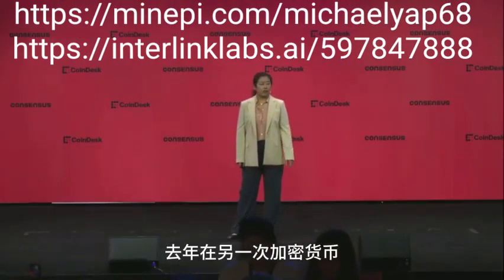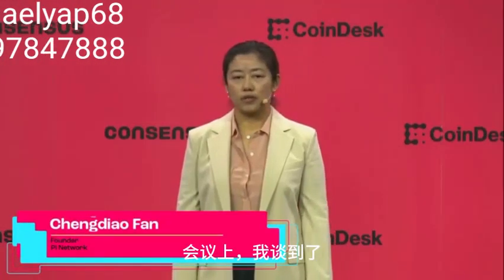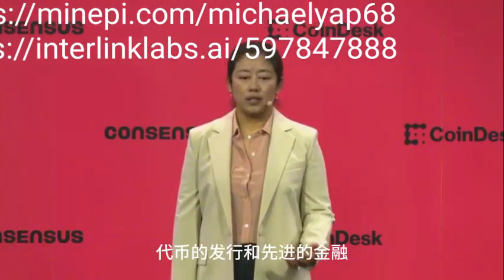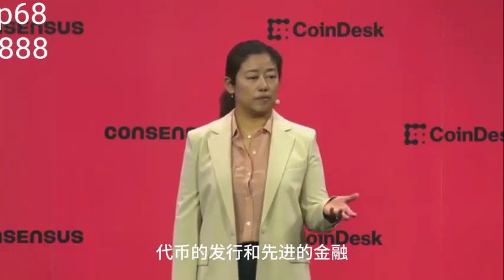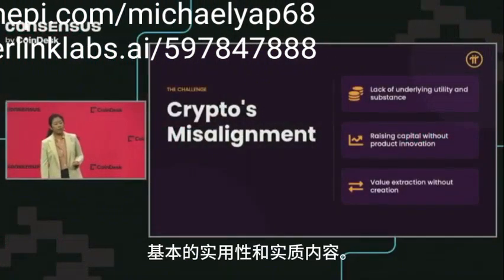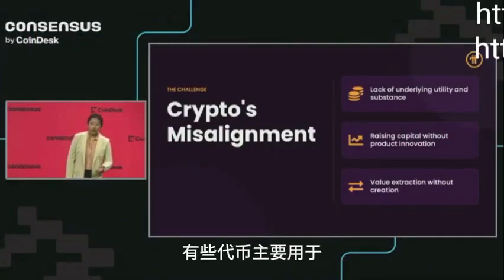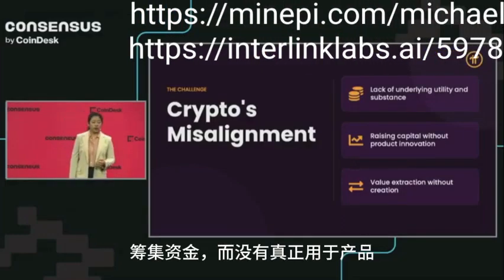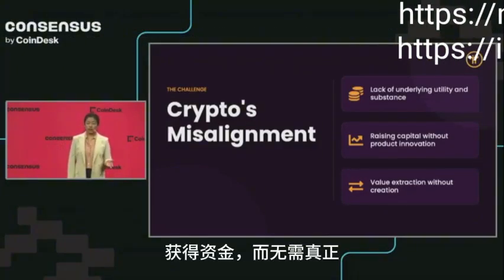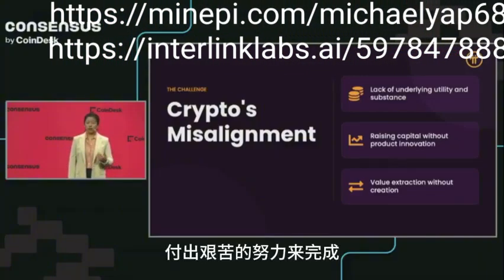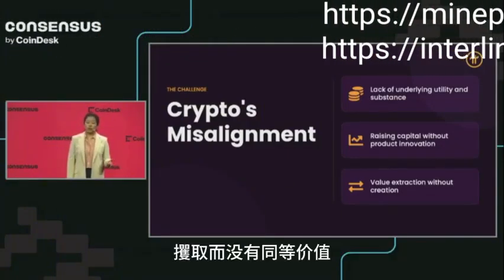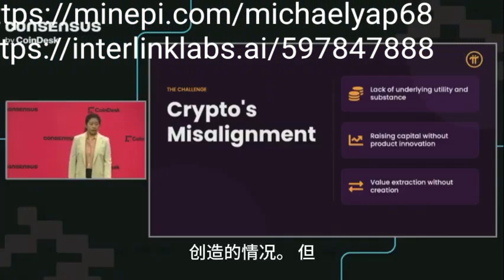Last year, at another crypto conference, I talked about a few issues I see in the crypto space. Specifically, tokens are issued and advanced financial mechanisms are running, but there is a lack of underlying utility and substance. Tokens are mostly used for raising capital without actual product innovation. People have too easy and immediate access to capital without doing the hard work to finish building. There is too much value extraction without equivalent value creation in the crypto space.